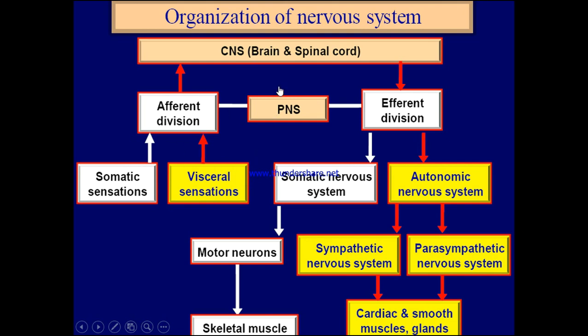So for now, it's just important to remember that we have afferent divisions, which is sensory, and an efferent, and if you just remember the E, engine, this is our motor division, and of course everything going in has got to have somatic and visceral, and then everything coming out has got to have somatic and autonomic as well.